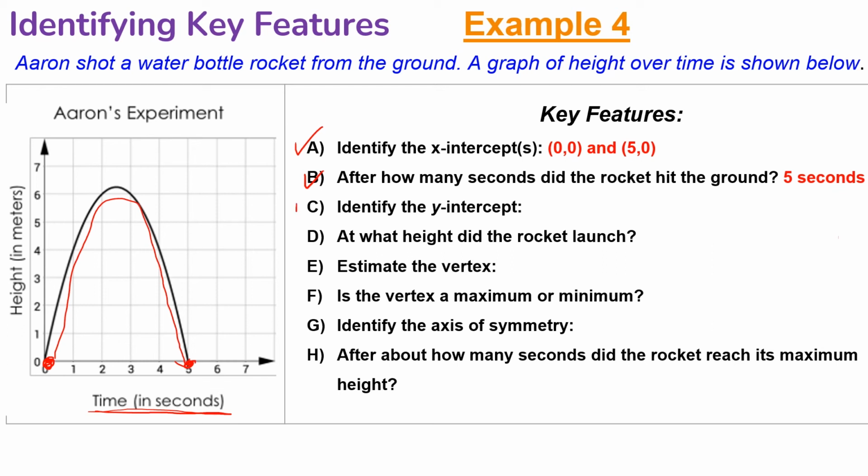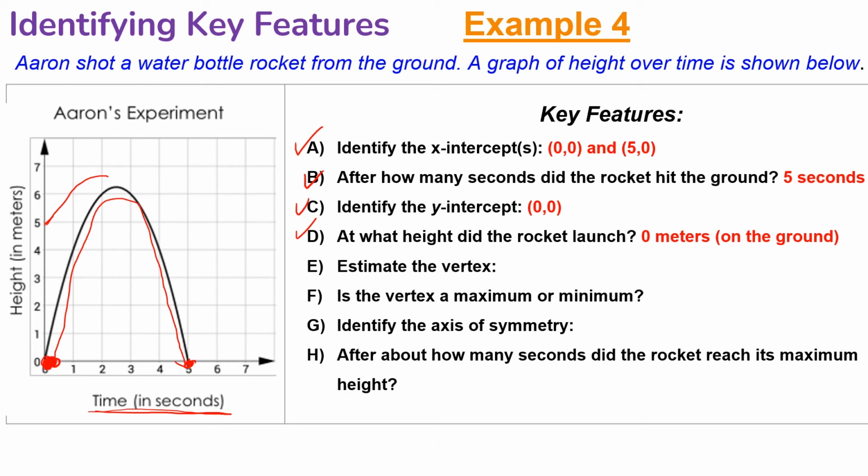C, identify the y-intercept. So the graph crosses the y-axis at (0, 0), again right here. If the graph would have started here as an example at 5, like if it would have done this, the y-intercept would have been 5. But since it started at the origin, my y-intercept is (0, 0). All right, part D, at what height did the rocket launch? It launched from the ground, so it launched at 0 meters.